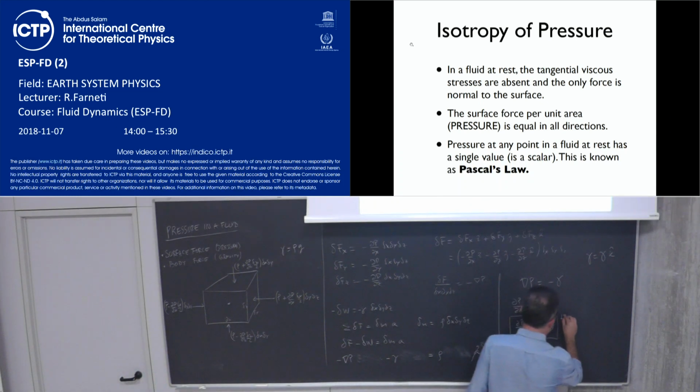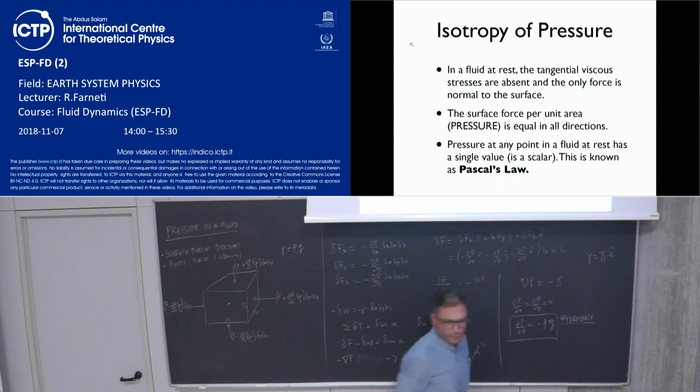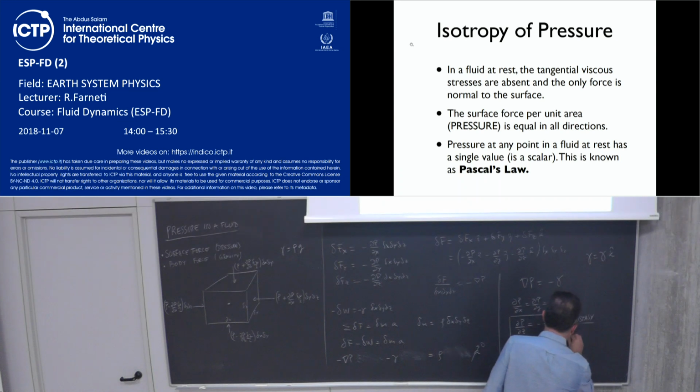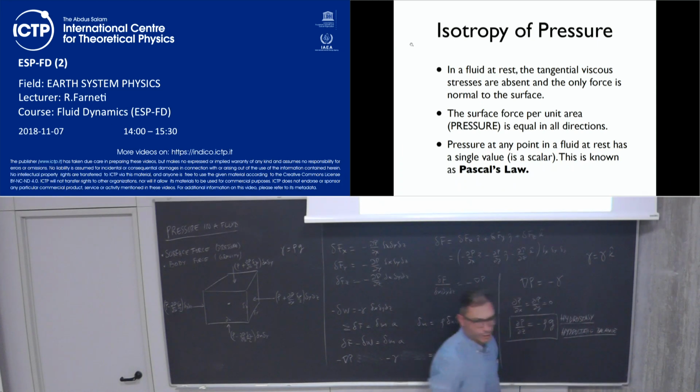And this is a very important, although very simple, force balance in fluids and in geophysical fluids, which is called hydrostasy, or you might be more familiar with just hydrostatic balance. So whenever you do geophysical fluid dynamics, you'll be talking about hydrostatic balance a lot.